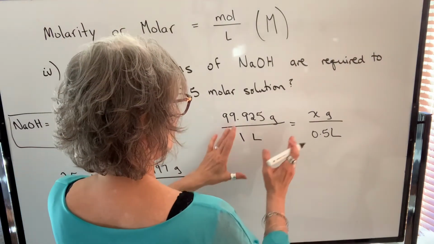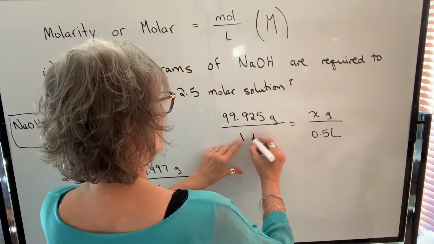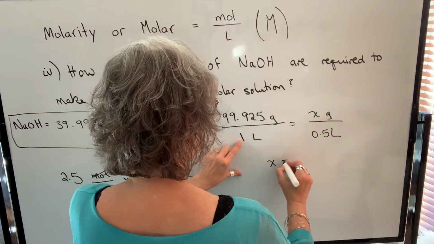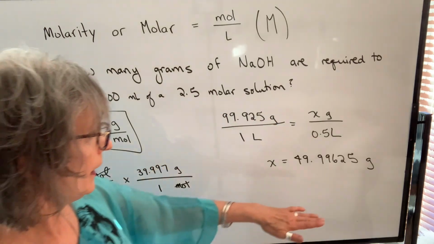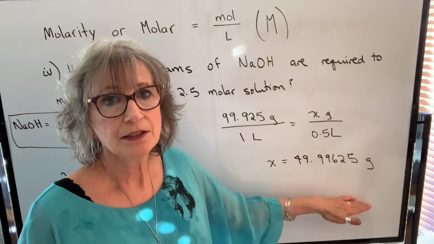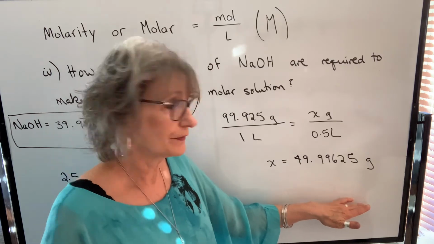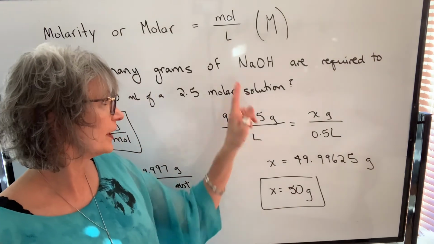We're going to cross multiply, ignore our units. So x times 1 will equal 99.925 times 0.5. And I only round off at the very end. Follow your rules of significant digits. So we would need 50 grams of our solute.